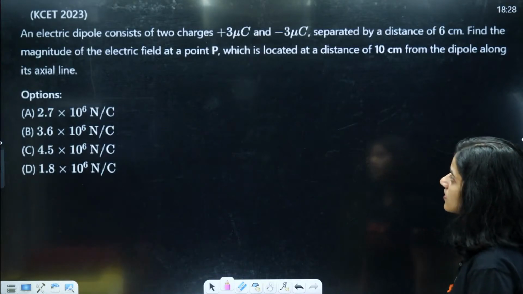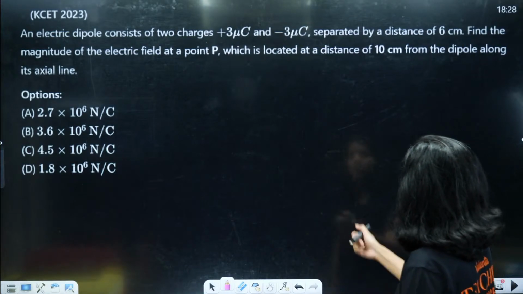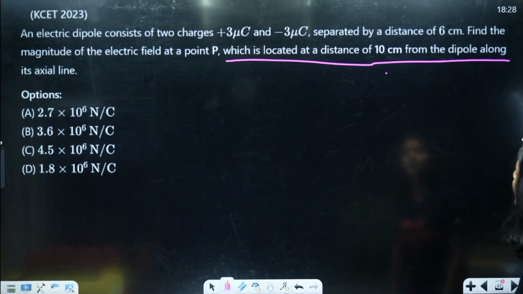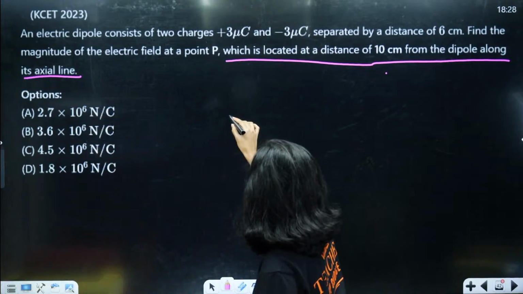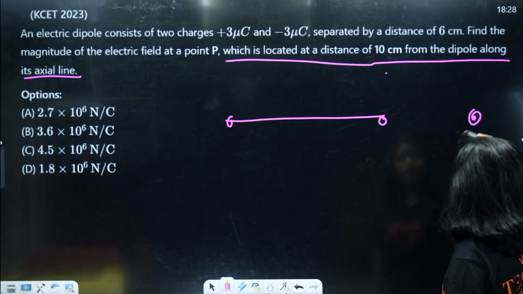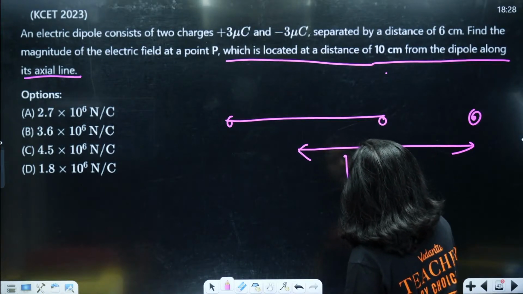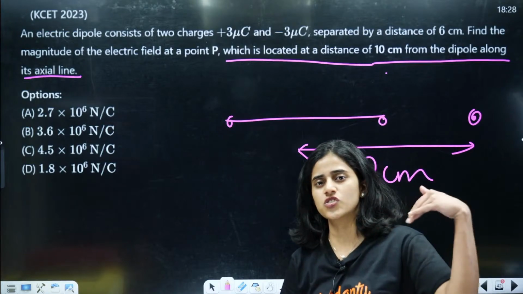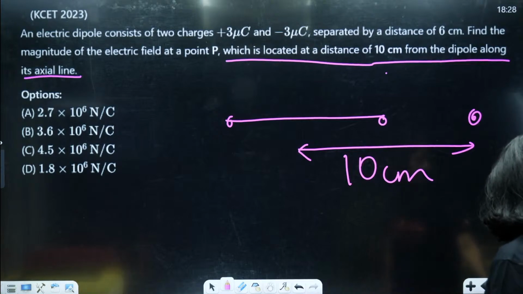Now, the next question, again, you have 2 charges, but you have to find out the electric field at a point P, which is located at a distance of 10 centimeter from dipole along its axial line. So if these are the charges, the other one is kept at a distance of 10 centimeter. So along the axial line means straight along the line of the charges. So let's do it.